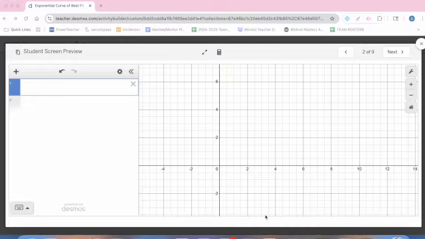Pause the video and take a guess. What do you think? There's clearly a mathematical relationship between the number of times I tear the paper and the number of pieces of paper that there are. So let's see if we can come up with a model for this.